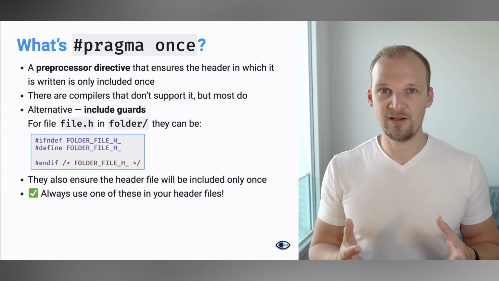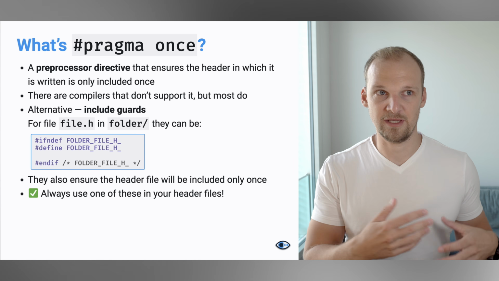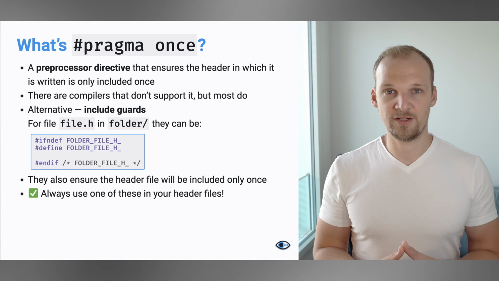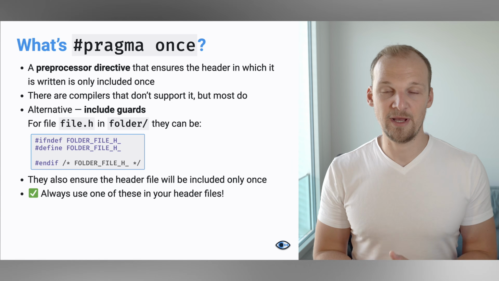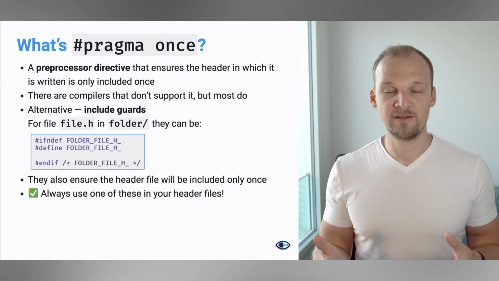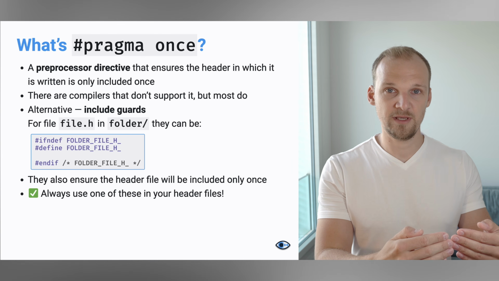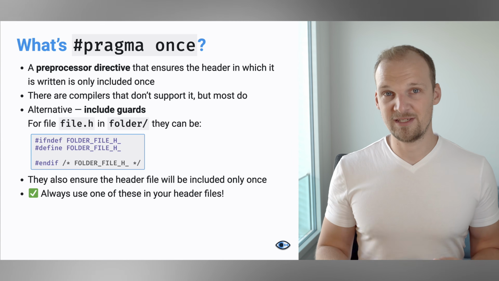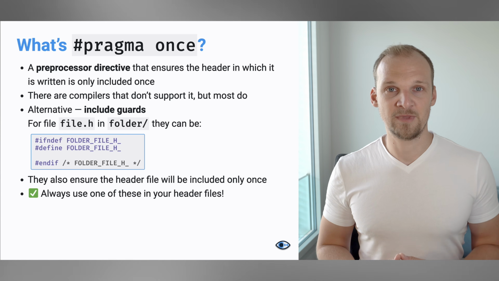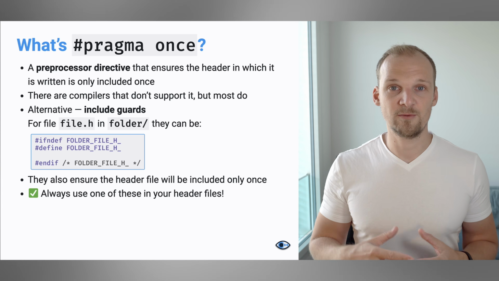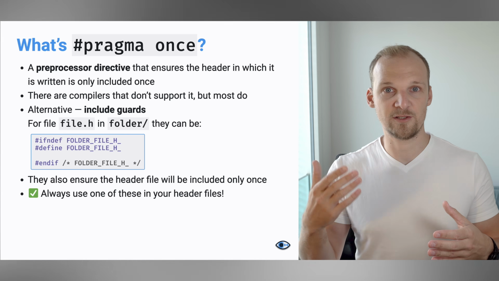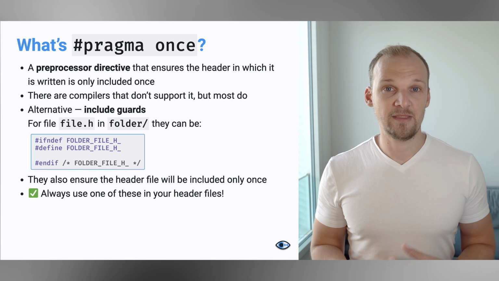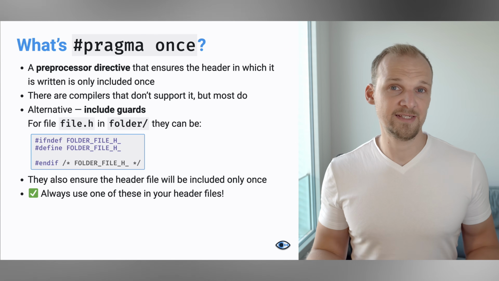We check by calling the #ifndef, so like if not defined, folder file _h, that's the name of our macro, and if it's not defined, then we define it, and we follow along and look at all the code below it until the #endif statement. But if it would be already defined, which means, let's say we include the file twice, and the second time this macro will be defined, this code will just be skipped. And that's exactly what we want.